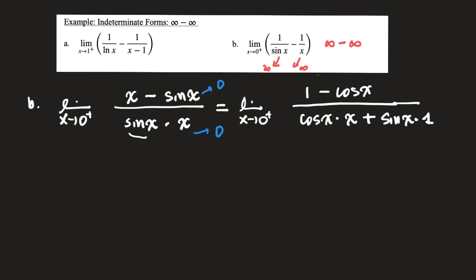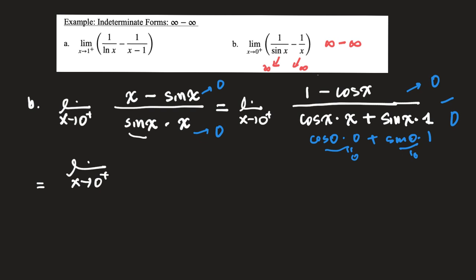Let me check one more time. We can apply L'Hopital's rule one more time. As x approaches 0, 1 minus cosine 0 is 0 because cosine 0 is 1. On the bottom, cosine 0 times 0, plus sine 0 times 1. This one goes to 0, this one goes to 0, so this is a 0 over 0 form. So now we're going to use L'Hopital's rule one more time, as x approaches 0 positive.